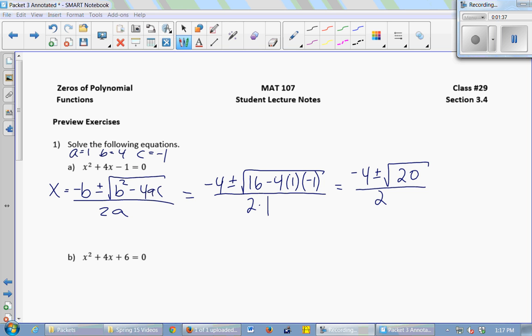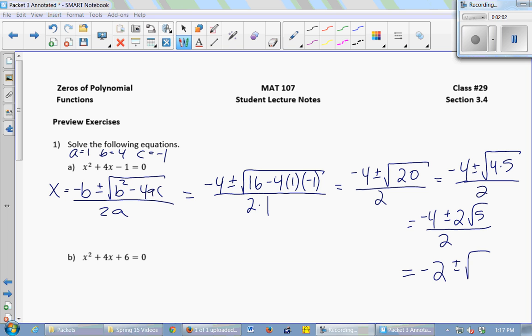Okay. So how do I simplify radical 20? Take 4 and 5 out of it. 4 is the square. Yes, so I can rewrite 20 as 4 times 5, right? And then I can take the square root of the 4. So this becomes -4 plus or minus 2 root 5 over 2. And then you can divide the 2 into both terms of the numerator. So we end up with -2 plus or minus root 5. That make sense?